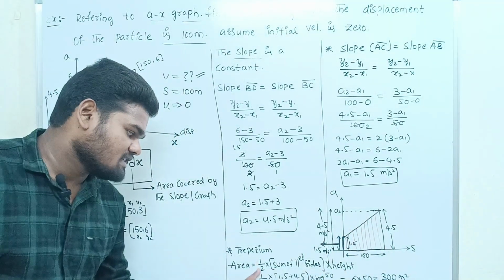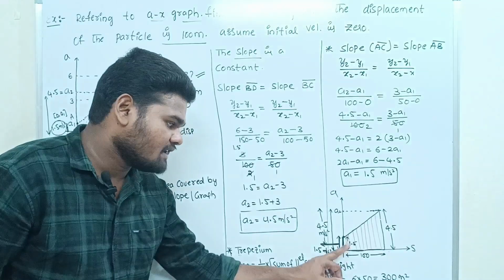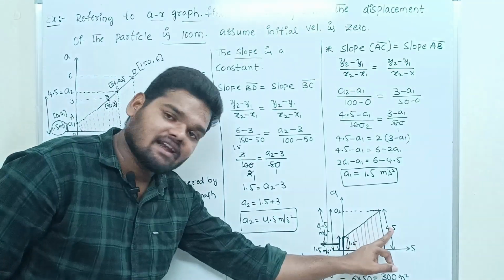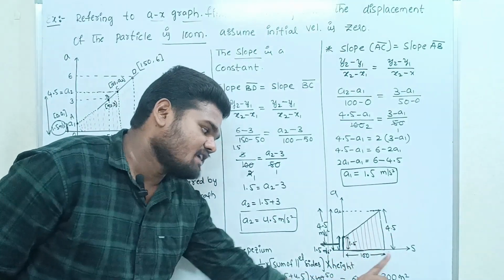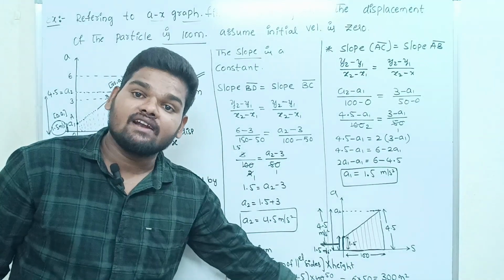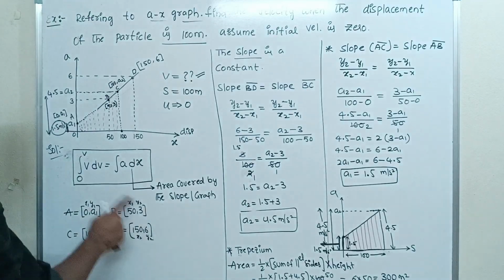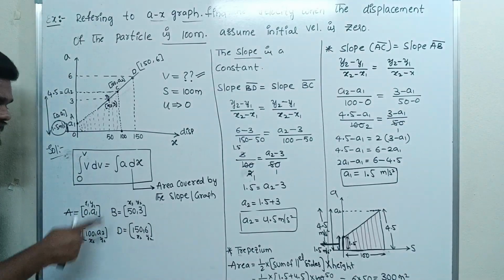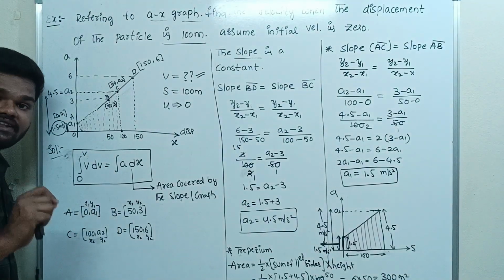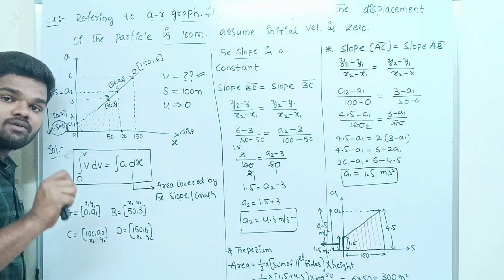So the area of a trapezium is half into the sum of the parallel sides into height. These two are the parallel sides and this is the height of the trapezium. Just now we got 300 meters square. To substitute here, I'm just going to rough this part. So pause the video and write the notes.